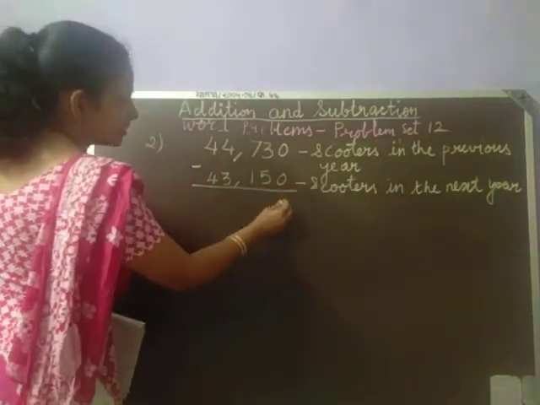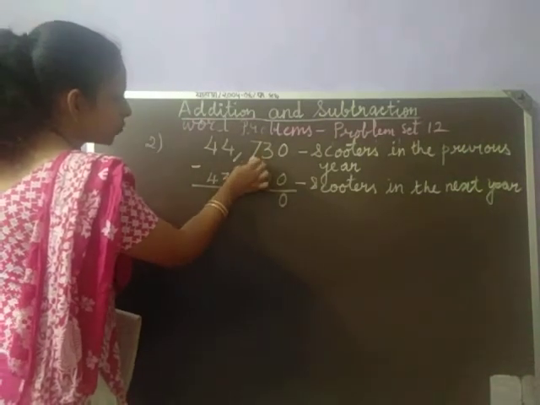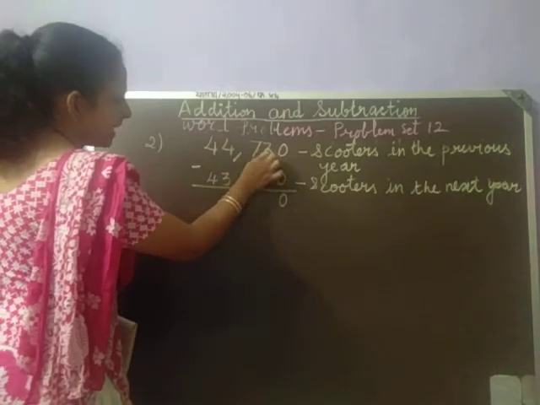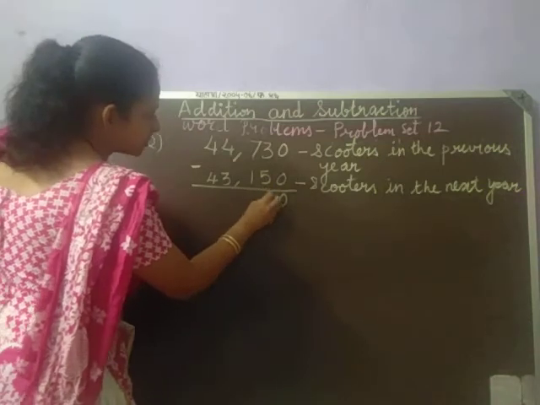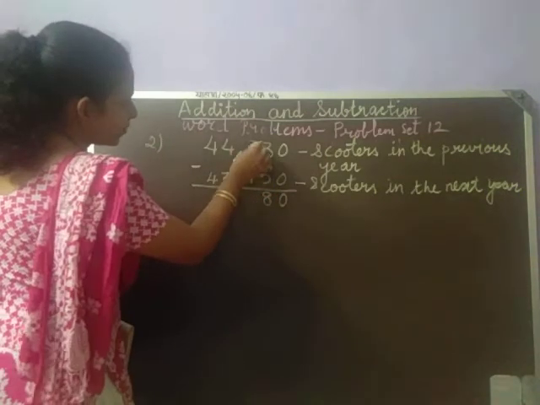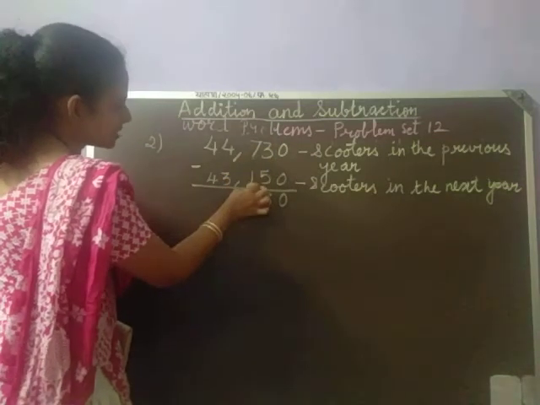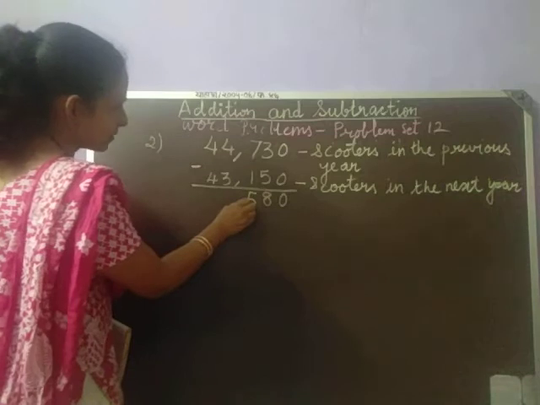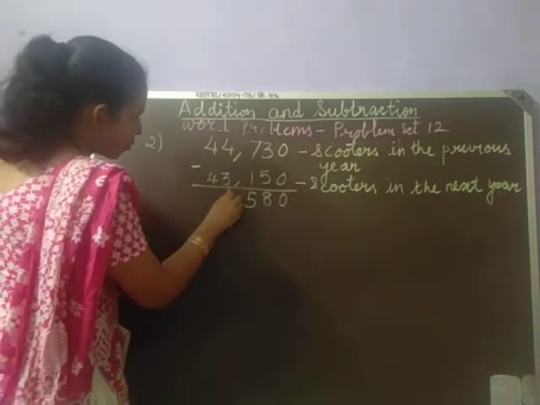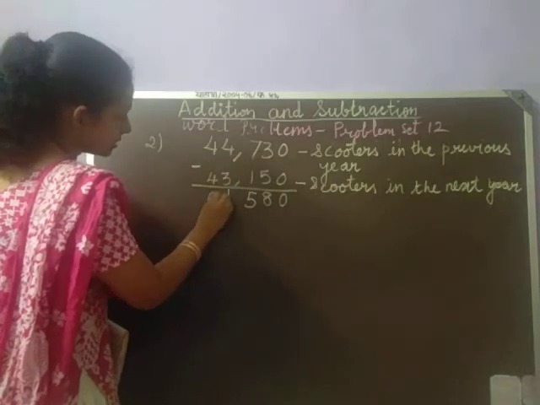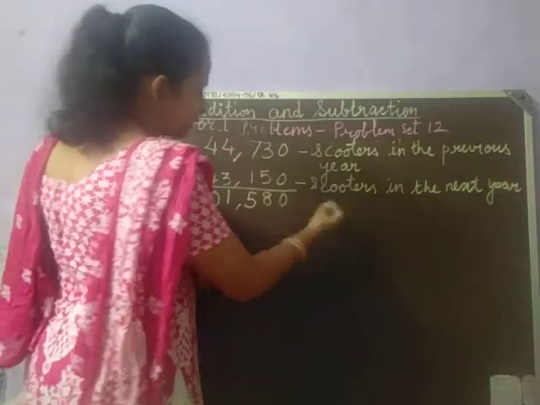So 0 minus 0 is 0. Here 3 is less than 5. So we need to borrow from here one number, and when we add here it becomes 13. So 13 minus 5 becomes equal to 8. Now here 1 is borrowed from the other side. So 7 minus 1 becomes 6. So 6 minus 1 is 5. Now here 4 minus 3 we can easily do. So 4 minus 3 is 1 and 4 minus 4 is 0. So 1,580 scooters were more.